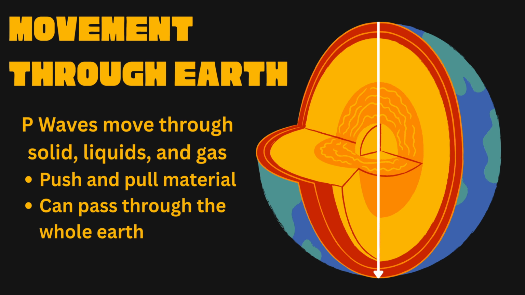So, the movement through Earth. P waves move through solids, liquids, and gases. This is because they are push-pull waves, which means they can push and pull, and they do not really need strong bonds for that to occur. This means that they can pass through the whole Earth, including the crust, the mantle, the inner, and the outer core.